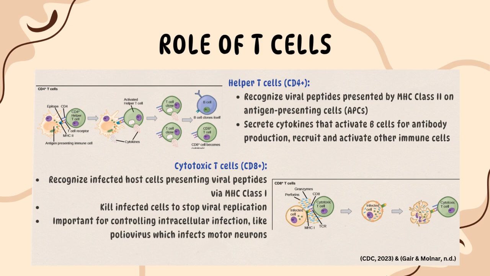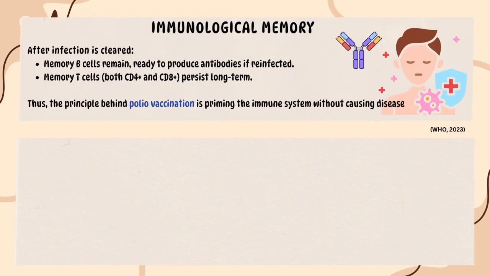This is especially important because poliovirus replicates inside the cells, including motor neurons. So the immune system needs to eliminate these infected cells to stop the spread. After the infection is cleared, the body forms immunological memory. Memory B and T cells remain in the system, ready to respond much faster if the virus returns. This is the same principle that underlies polio vaccines, which prepare the immune system without causing disease.